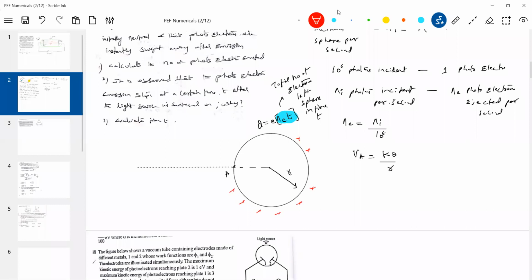And light is continuously incident. The electrons will be ejected, and an electrostatic field is set up, because the potential is non-zero. This electric field is due to what? Due to this metal sphere.